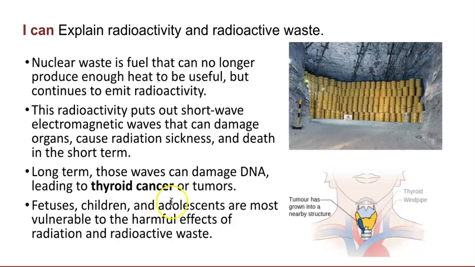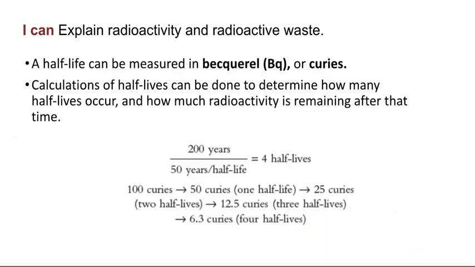Now, radiation causes thyroid cancer. The thyroid is right here in your neck, and it regulates your metabolism. So the specific type of cancer from nuclear accidents and radiation is thyroid cancer. Do not, on an AP test, put just cancer. You need to put the specific type of cancer, which is thyroid cancer. And mostly fetuses, that is unborn children when a mom's pregnant, children and adolescents, so teenagers, are the most vulnerable to this.